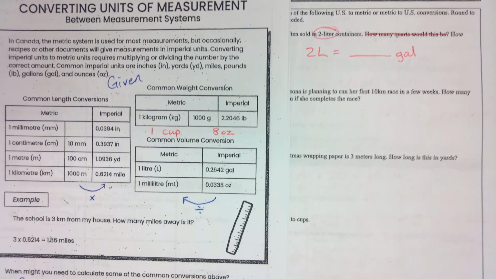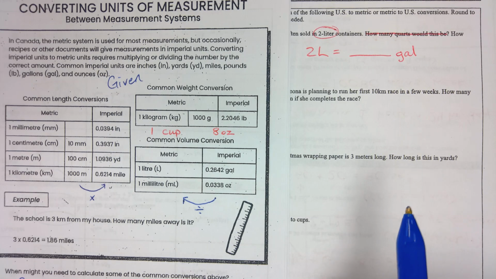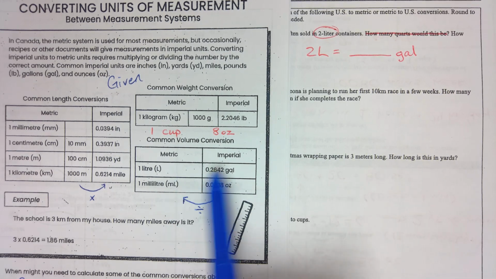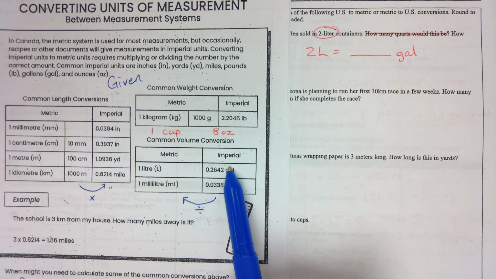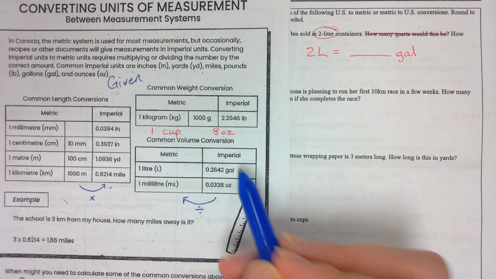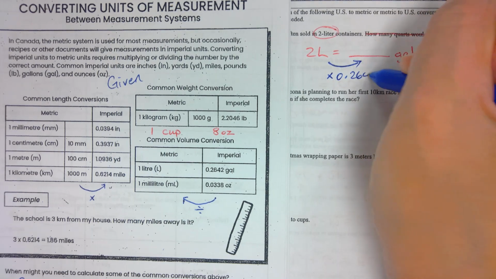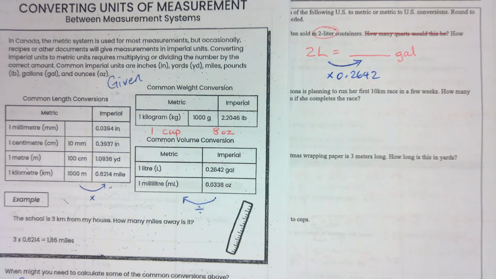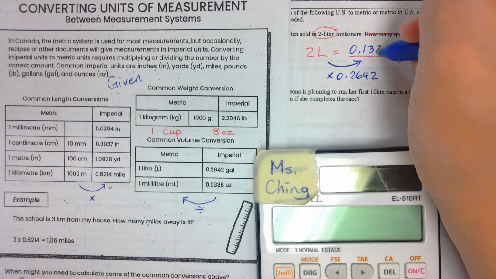Okay, remember this is given, so you want to use it. Don't make up your own numbers. Liters and gallon, what's the conversion? Liana? Right, this right here. I want to go from metric to imperial. So am I multiplying or dividing? Multiply, because I want to go from metric to imperial. So I'm simply multiplying 0.2642. And when I do that, I get 0.1321.